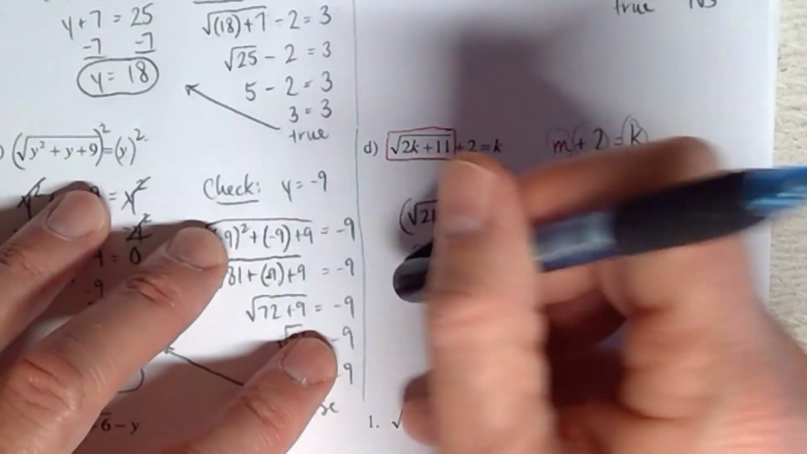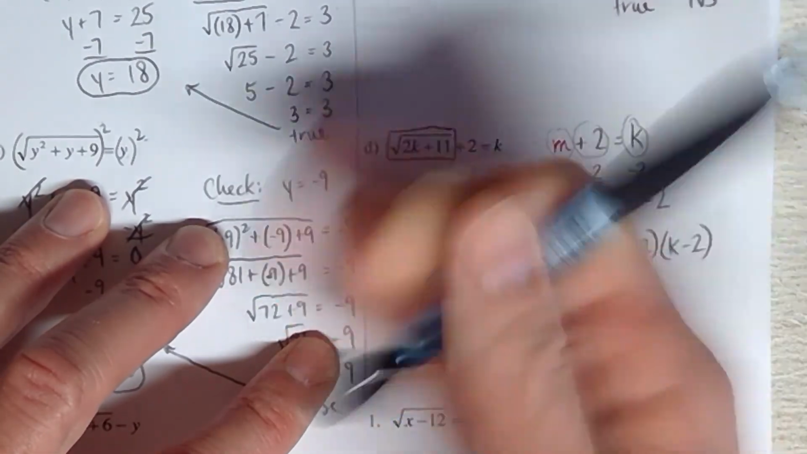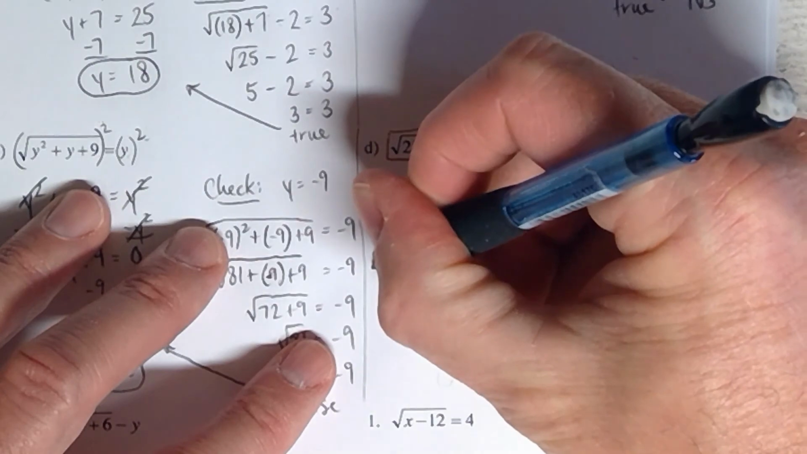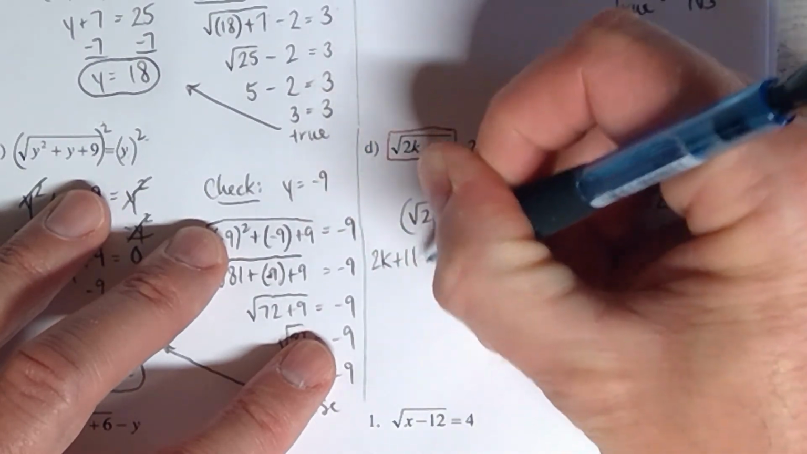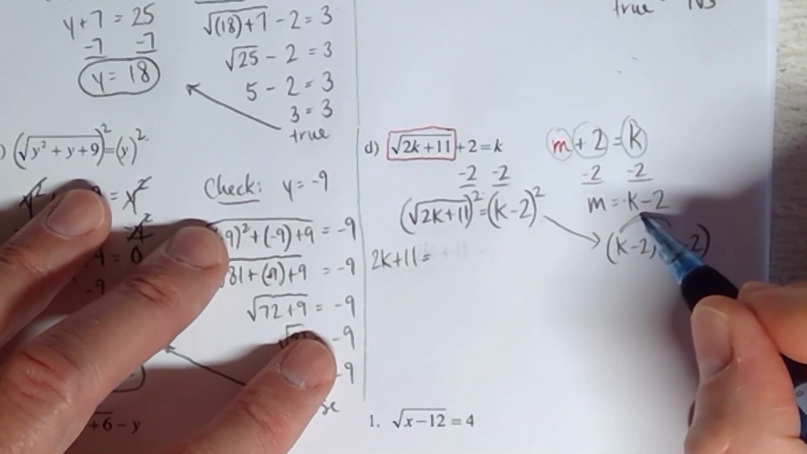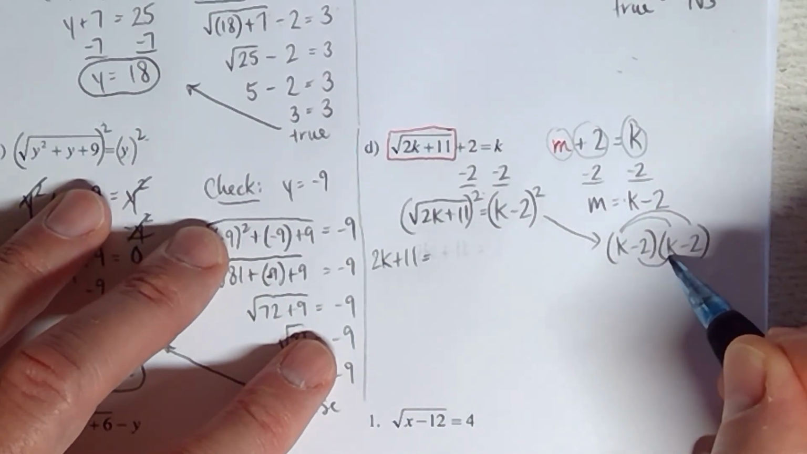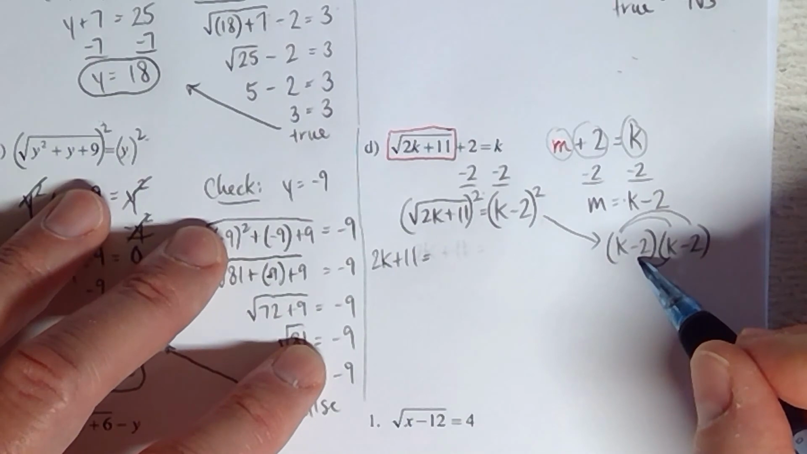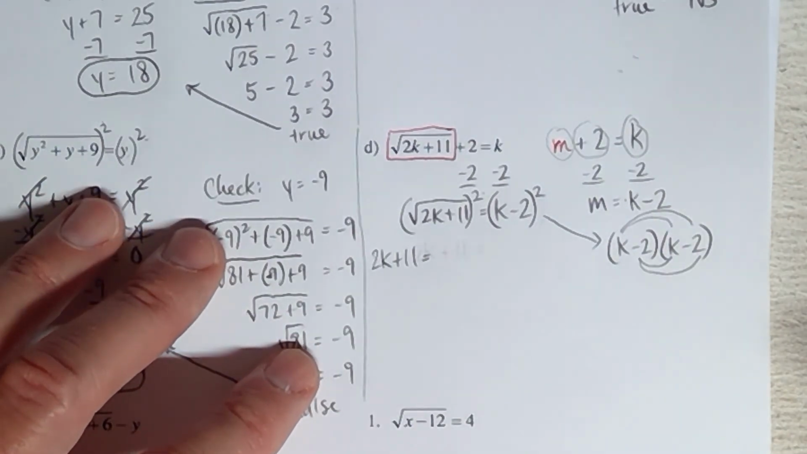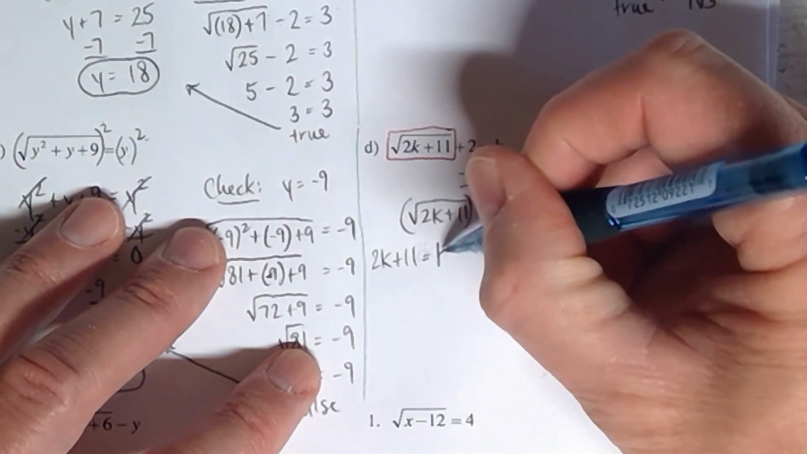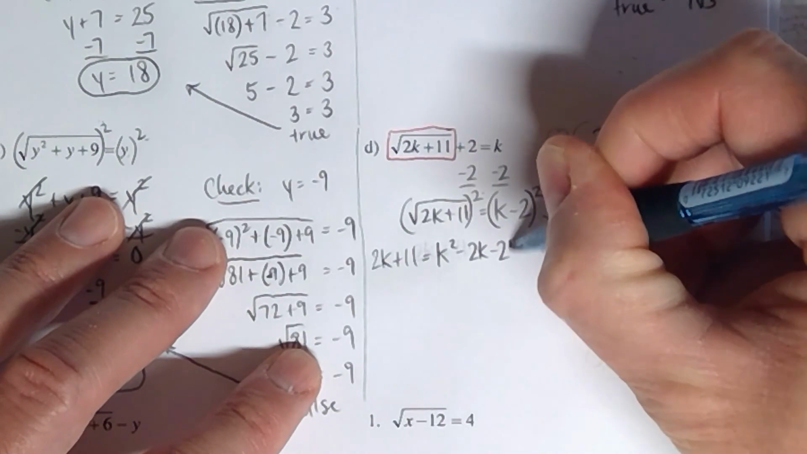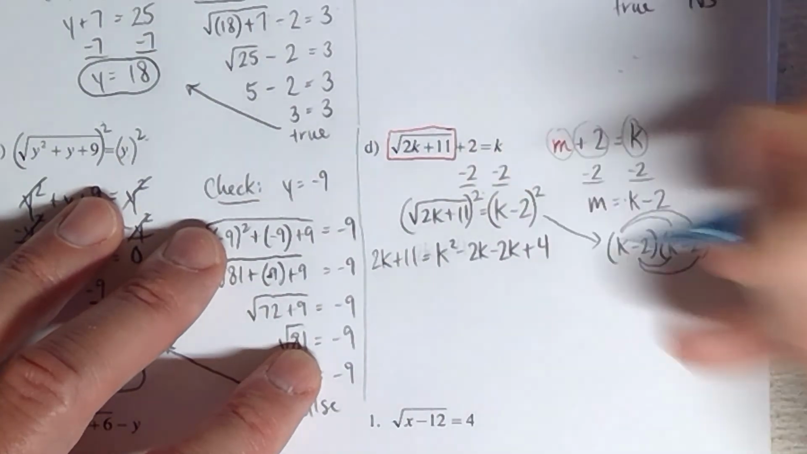And I need to make some room here, hold on, to get that answer in there. But if I multiply k minus 2 times k minus 2, I'm going to get what? I'm going to get k squared minus 2k minus 2k. Again, this is from section 6.3 on the first day of class, and then plus 4 there. So let's write that down. K squared minus 2k minus 2k plus 4.